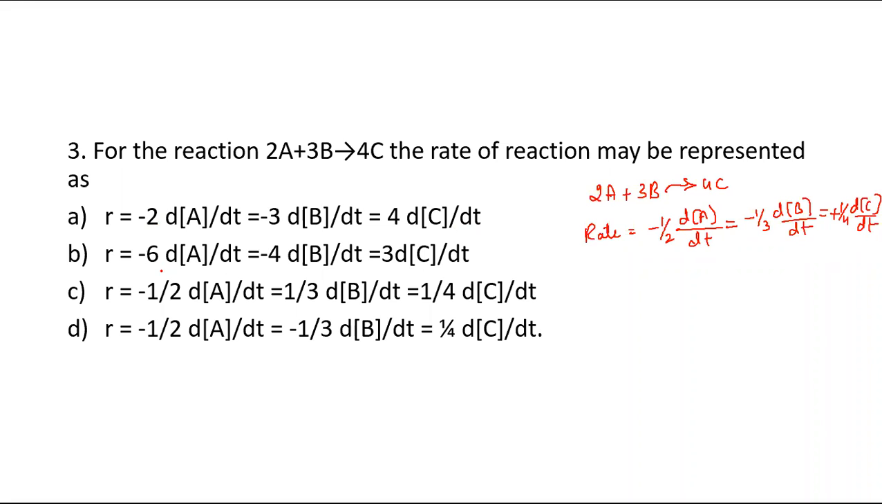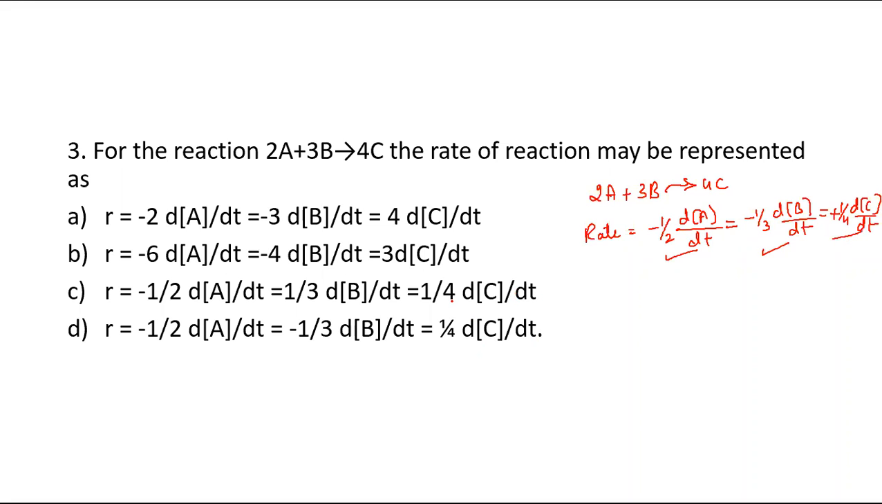-6, even this is not a right option. Look at the third, it has -1 by 2 dA by dt, so that is correct. But here a minus should have come. Since B is a reactant, we should get minus here, but there is no minus, so option C is also not right. Then go for option D: minus 1 by 2 dA by dt is equal to minus 1 by 3 dB by dt. It is obeying the second one also. Plus, if nothing is there, plus 1 by 4 dC by dt.